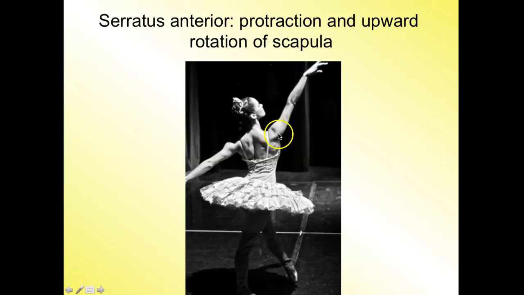It is a protraction. She's moving her scapula away from her midline, and she is upwardly rotating her arm. It's because her scapula can be moved in this direction. So that's her action. This is a really great image to think about when you think about the serratus anterior.